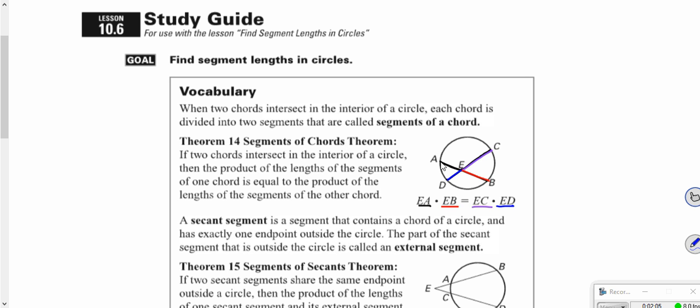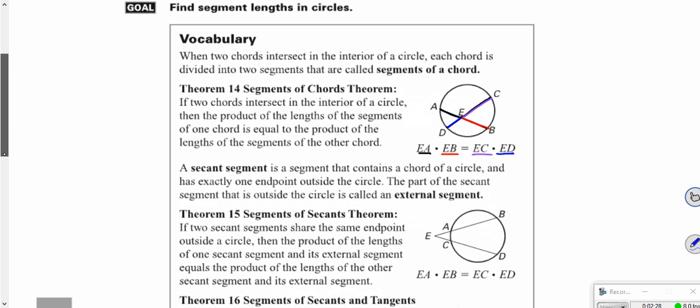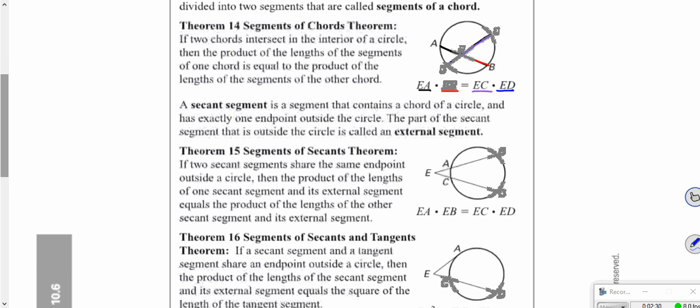That's this piece, okay? So the two pieces or the two segments of a chord on either side of the intersection point multiplied together equals the two lengths of the segments of the other chord multiplied together. So products are equal, okay? That's theorem 14.